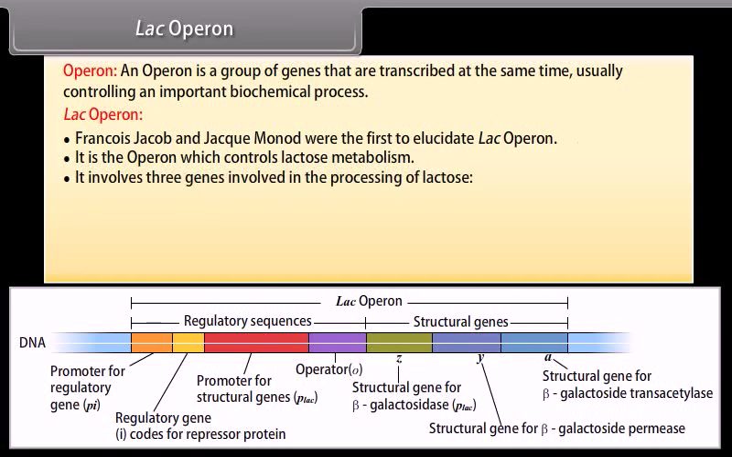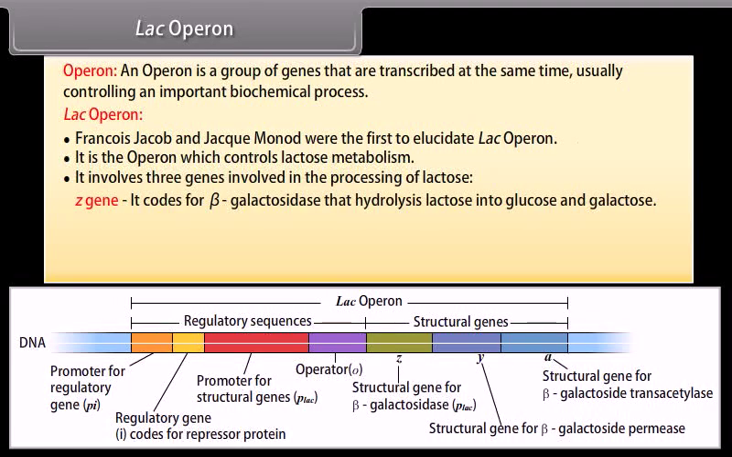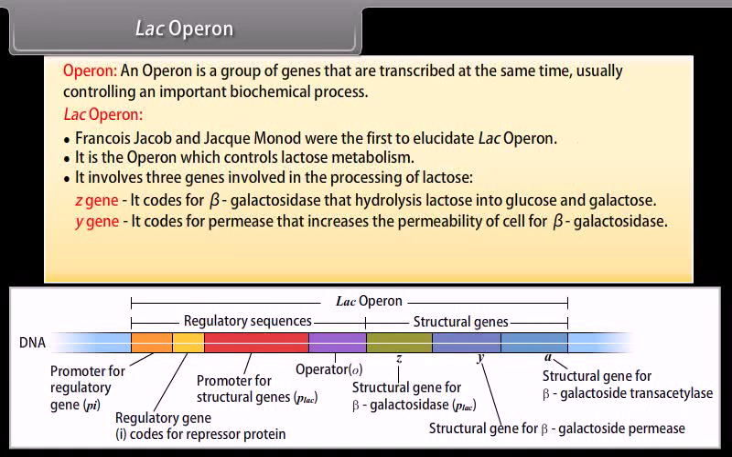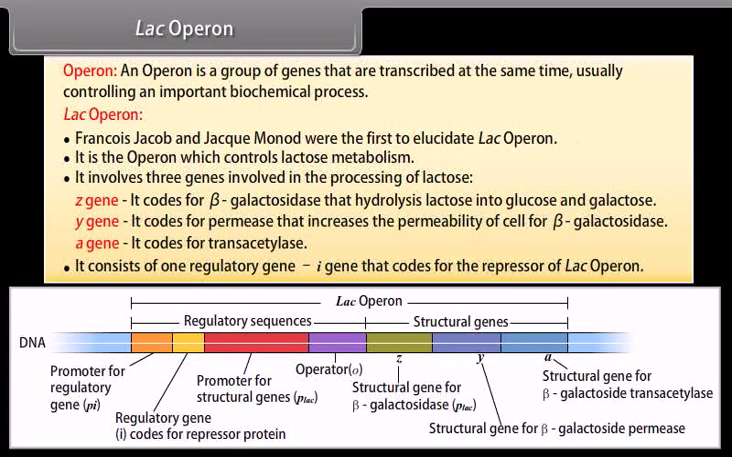It involves three genes involved in the processing of lactose. Z gene: it codes for beta-galactosidase that hydrolyzes lactose into glucose and galactose. Y gene: it codes for permease that increases the permeability of the cell to lactose. A gene: it codes for transacetylase. It also consists of one regulatory gene, the I gene, that codes for the repressor of the lac operon.